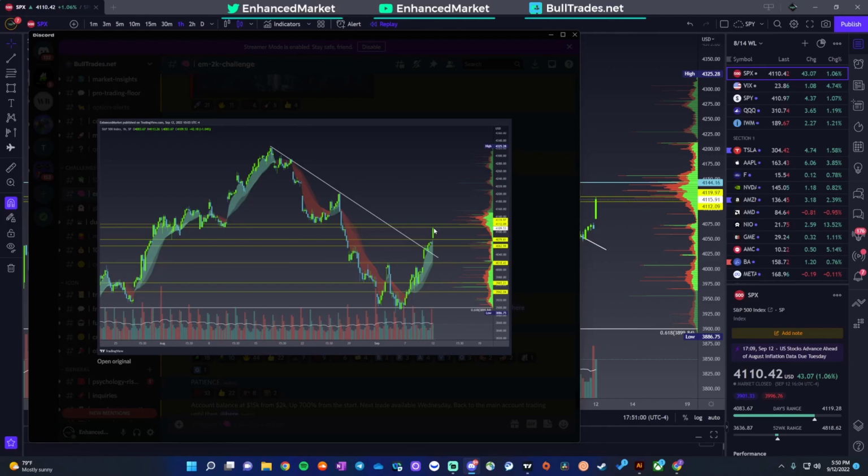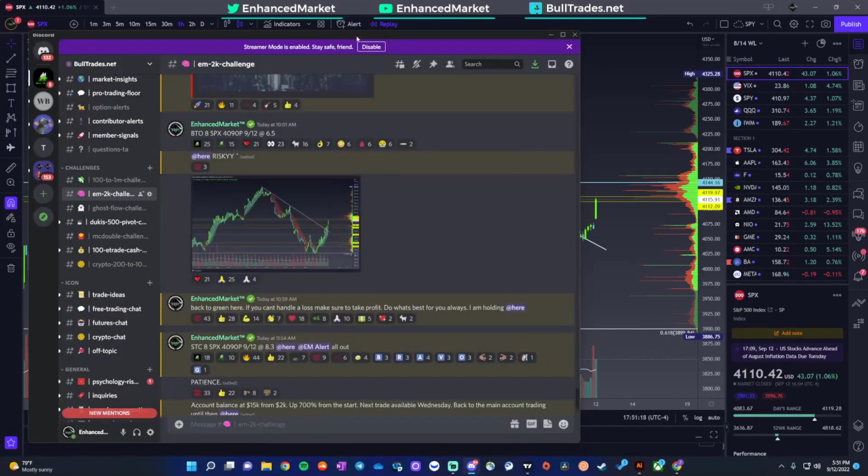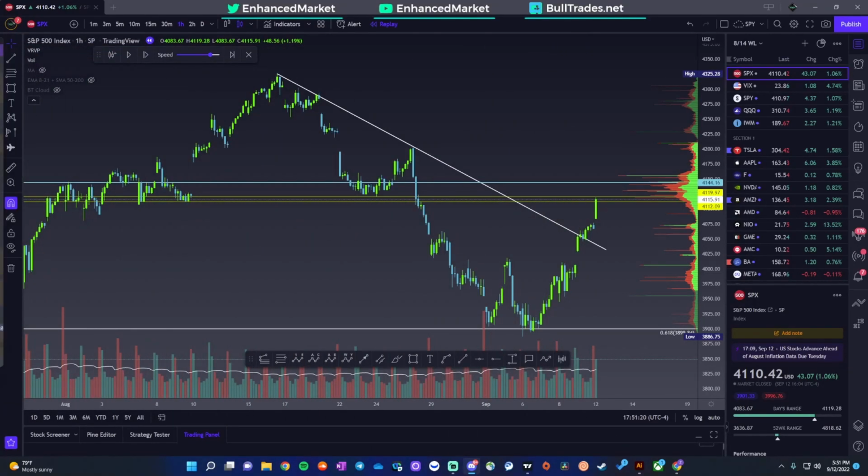We tested it, which is where I took the puts. I'll show you in the chart after this. And this level here, 4119, I really didn't think we were going to break that today. I was confident we would reject that, because old support always turns into new resistance, and I like the risk to reward. So 10:01 a.m., I entered the puts.